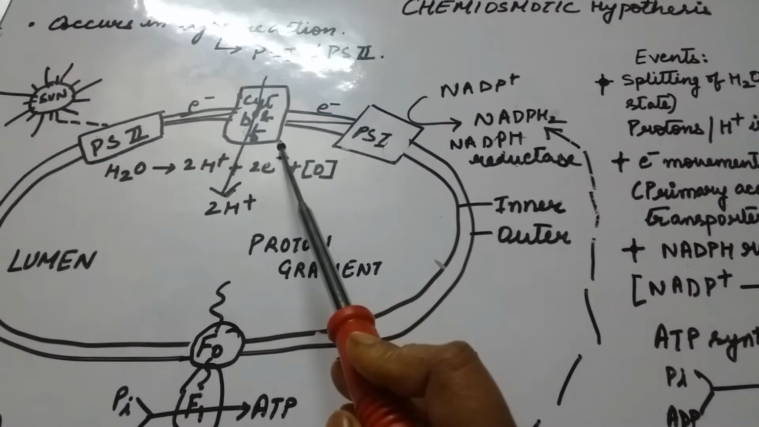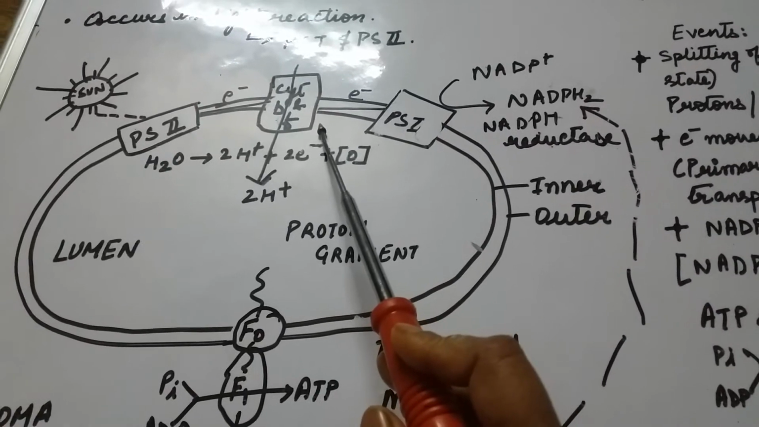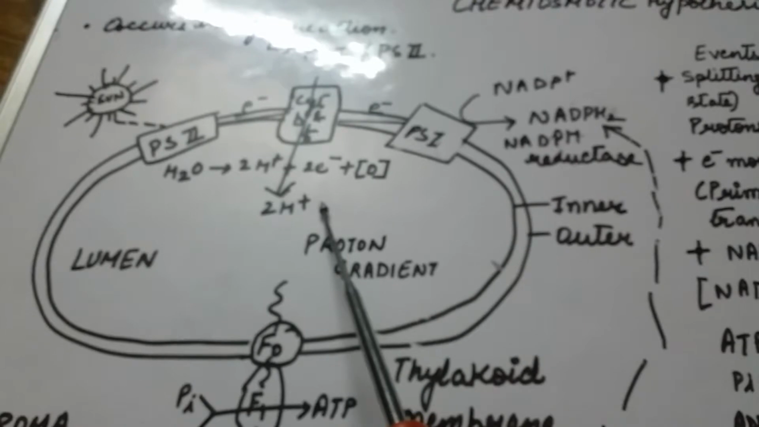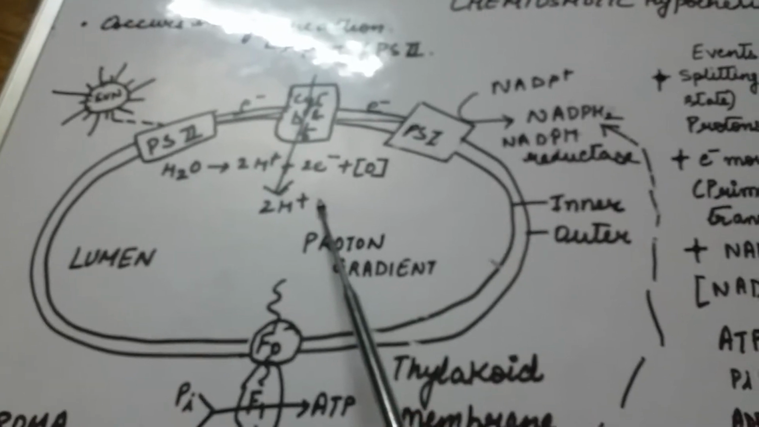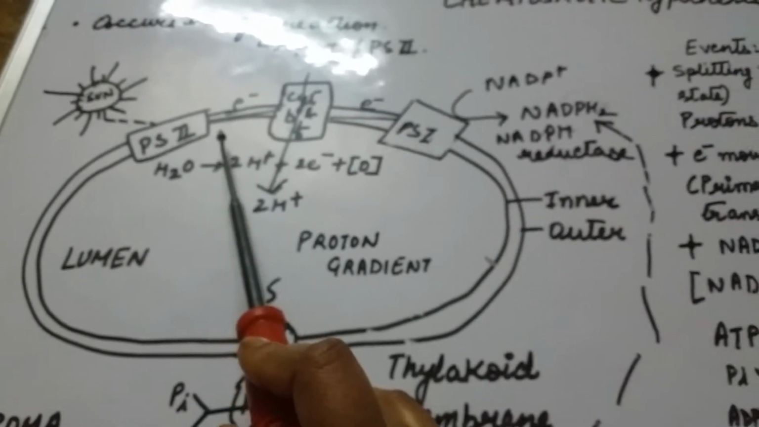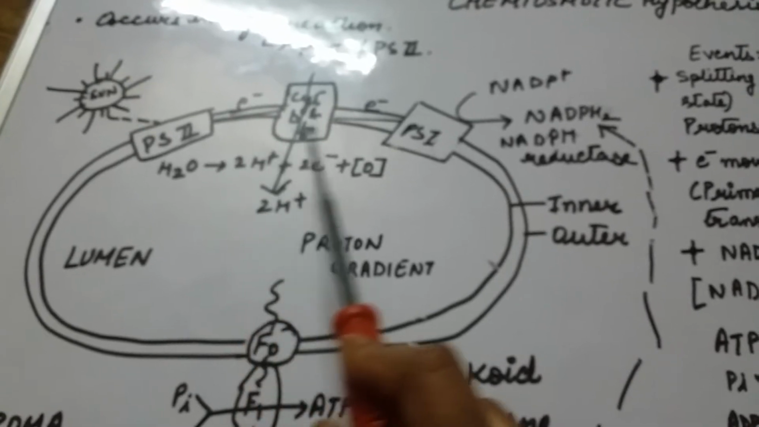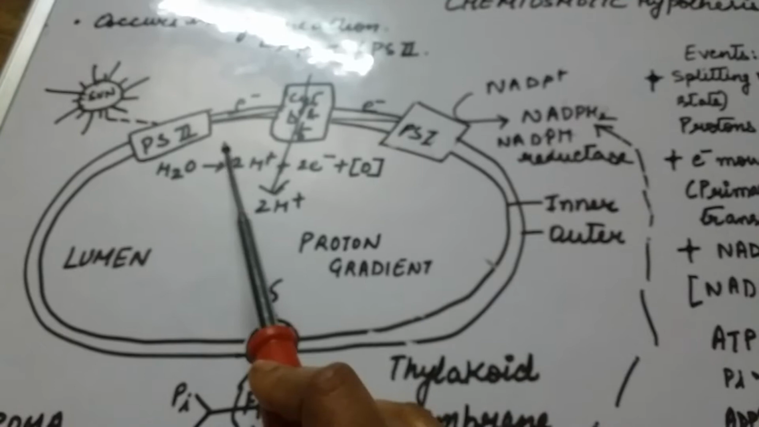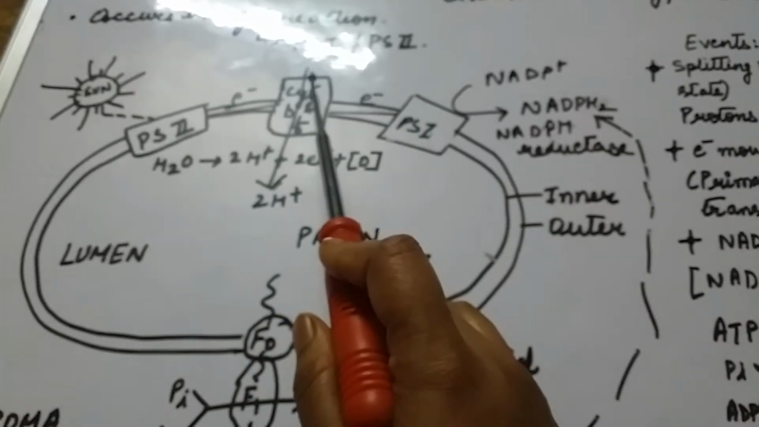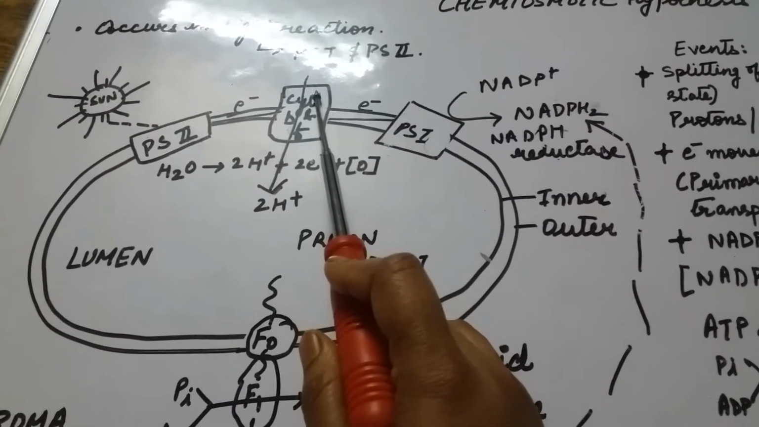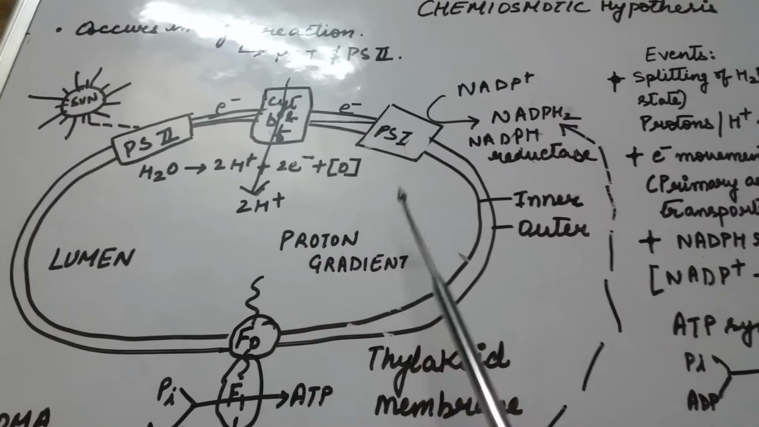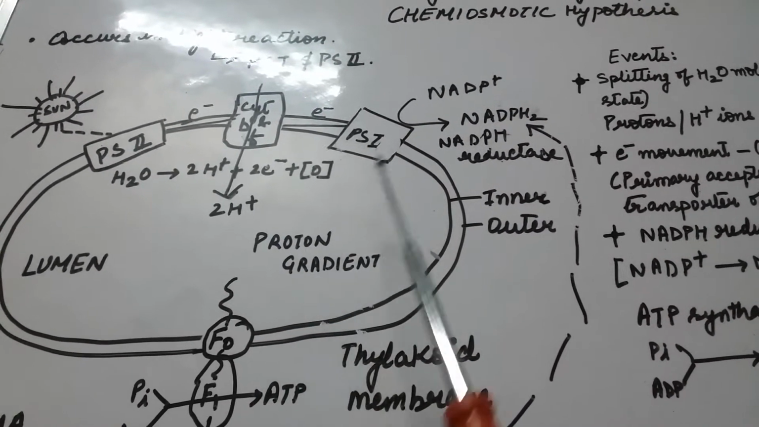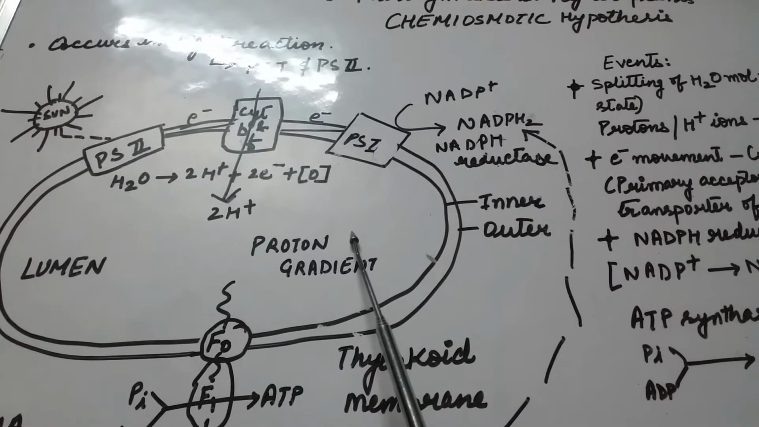Now the function of cytochrome B and F is to transfer the hydrogen ions to the lumen of the thylakoid membrane and to transport the electrons from PS2 to PS1. So here they are acting as an electron transporter, and also as a hydrogen acceptor. Now the question comes, how do the hydrogen ions enter into the lumen of the thylakoid membrane?